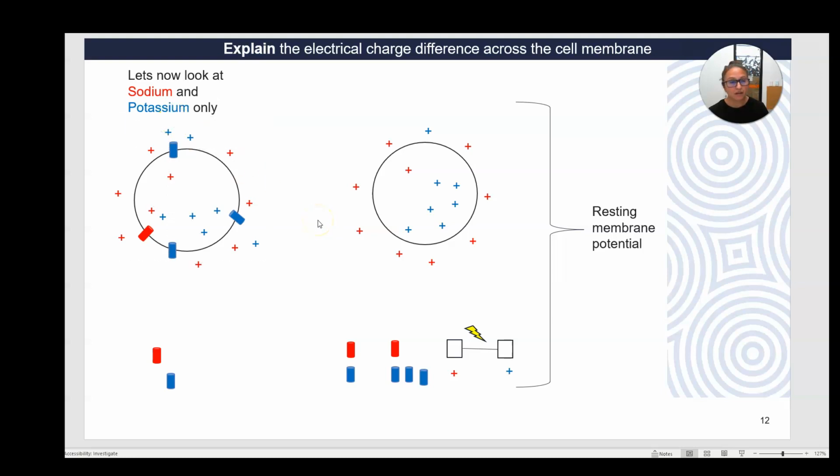Now, what do you think will happen over time? Over time, all the sodium will eventually come in and be equal on both sides, and all the potassium will eventually leak out and be equal on both sides. So we don't want that to happen. So that is why we have something called a sodium-potassium pump.